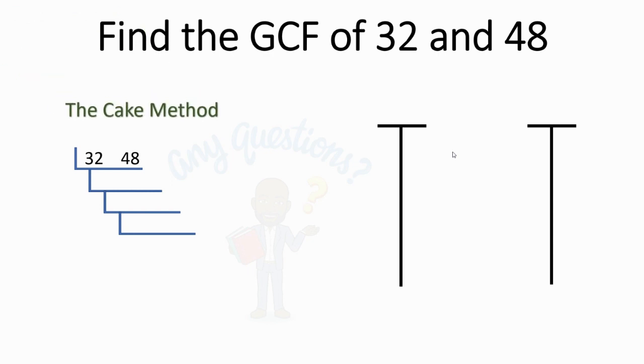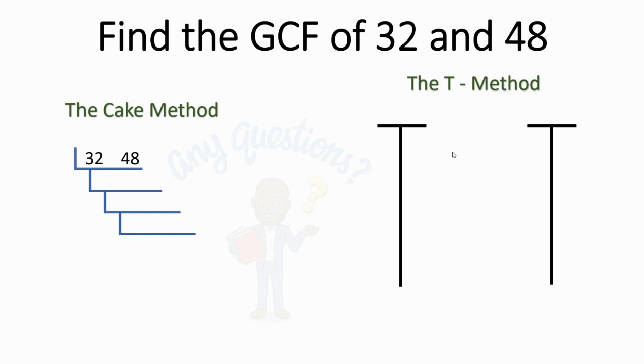So first of all, we have the cake method, and then we have one of my favorites, the T method. We're going to start off with the cake method. With the cake method, you want to draw those upside down division bars, and we call it the cake method because it looks like an upside down cake, right? So we're going to put 32 and 48 right in the middle of the box. And right now, we're going to ask ourselves, what number can divide into 32 and 48 evenly?